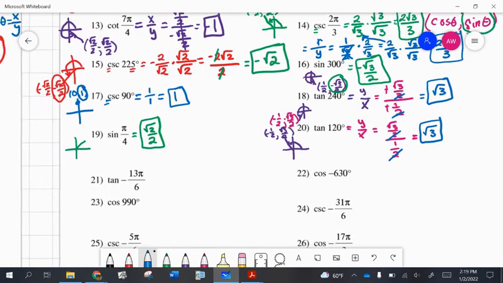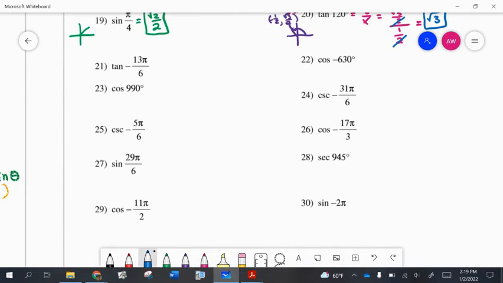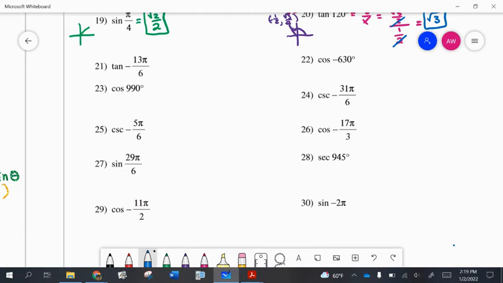All right, let's try a couple more. Now this is where I'm going to get to show you some of my favorite tricks. We want tangent of negative 13 pi over 6. Now we can use the conversions that we did on day 1 of the unit to find coterminal angles, or to convert between radians and degrees.